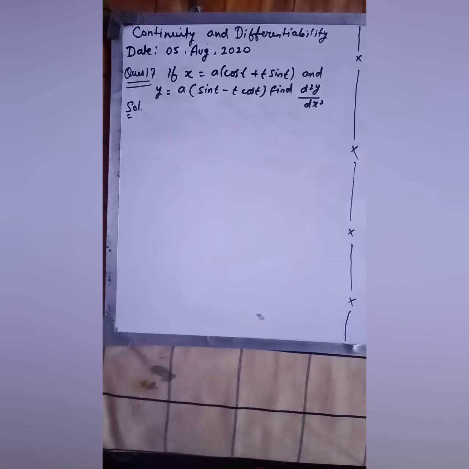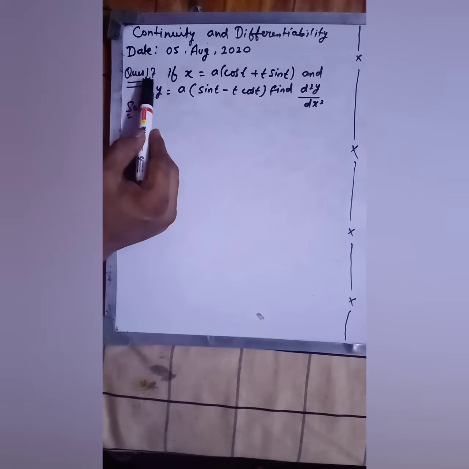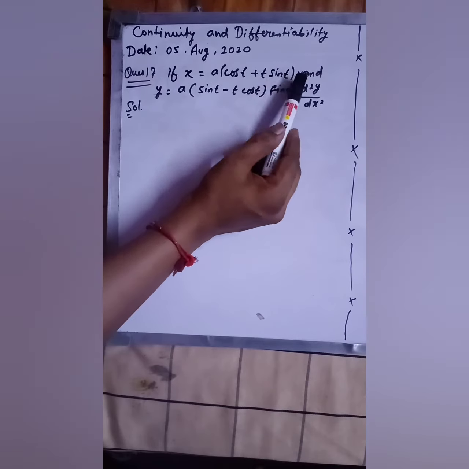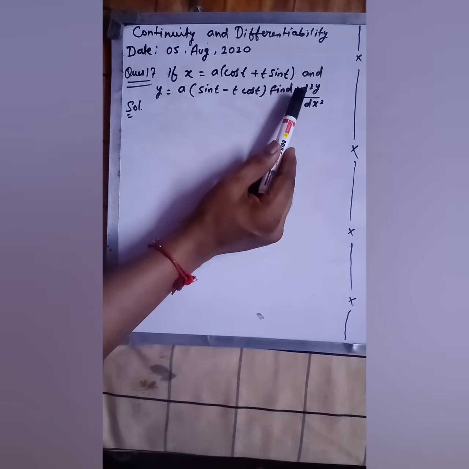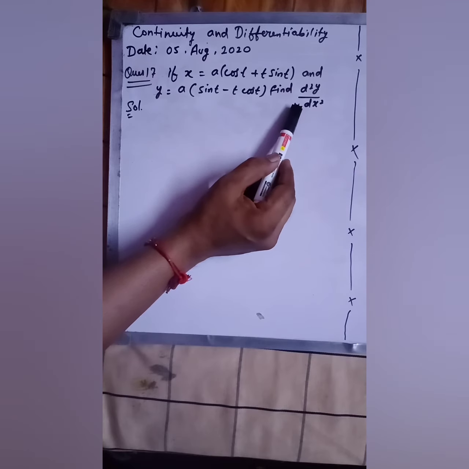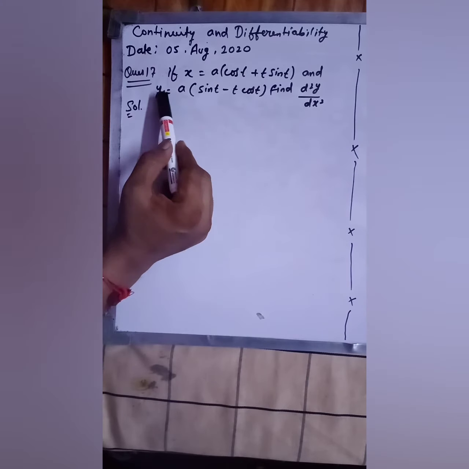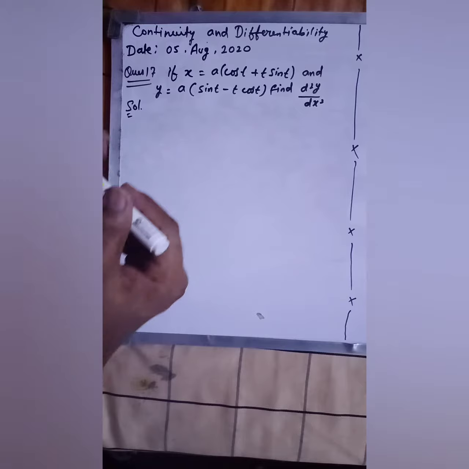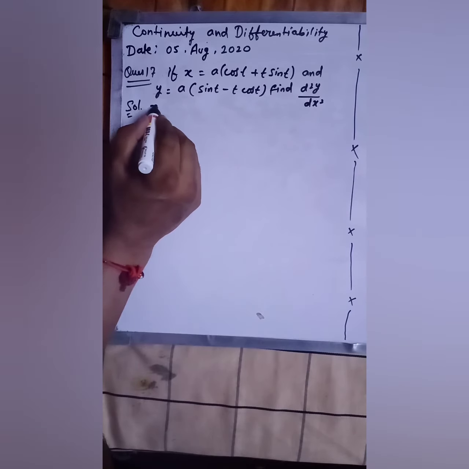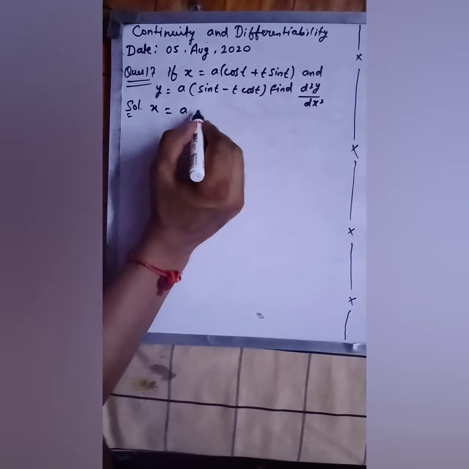Today I'm going to solve question number 17 of your miscellaneous exercise of chapter continuity and differentiability. Okay, so here is a question. If x is given to you and y is given to you, you have to find out the double derivative. As you can see, this is a parametric form because x is expressed in the form of t and y is expressed in the form of t. So what you have to do first, I'm writing this first step.